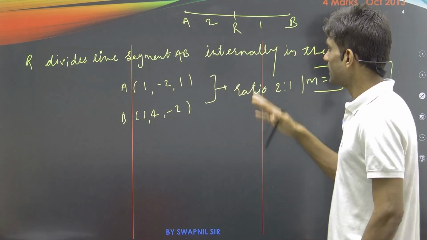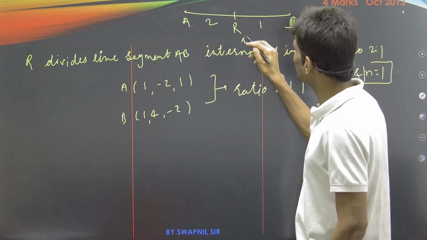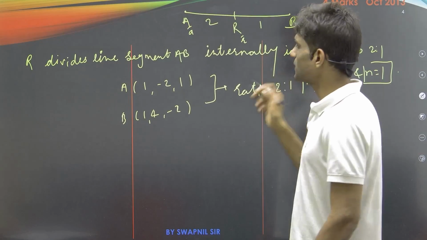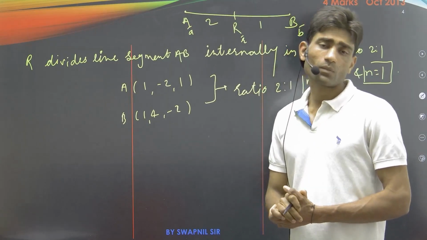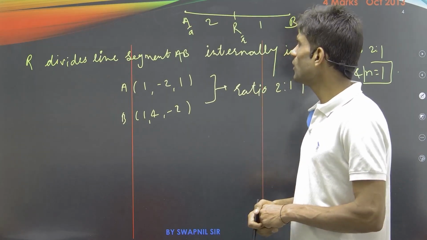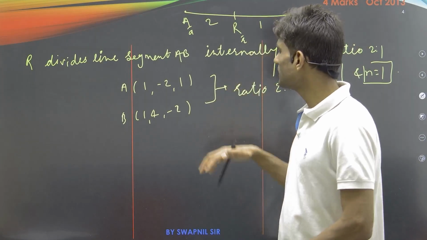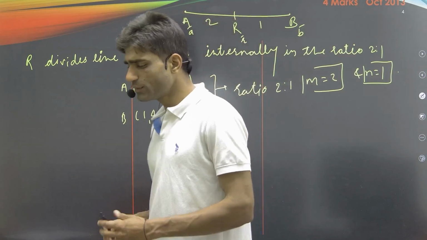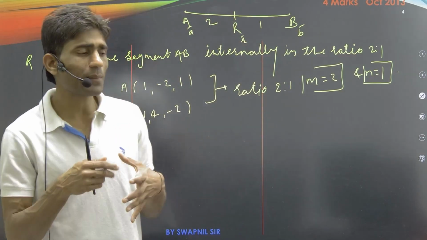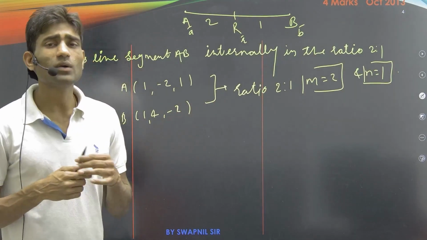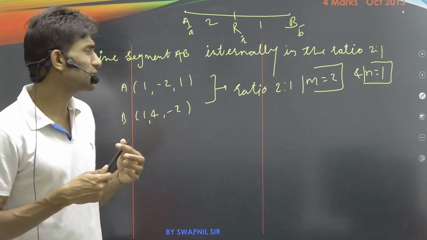Okay, that means we want the value for r, the position vector r bar. We have position vector A bar and position vector B bar. Now apply the section formula for internal division. It says that R bar is equal to (M A bar plus N B bar) upon (M plus N). So put in M and N, which are 2 and 1.